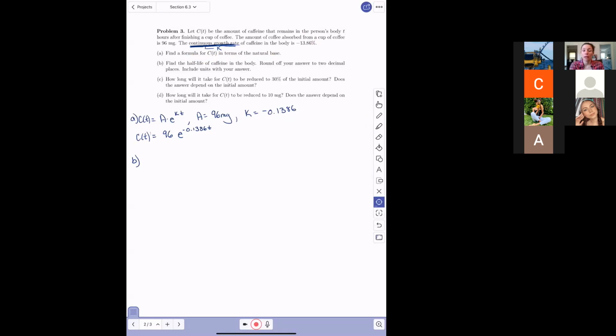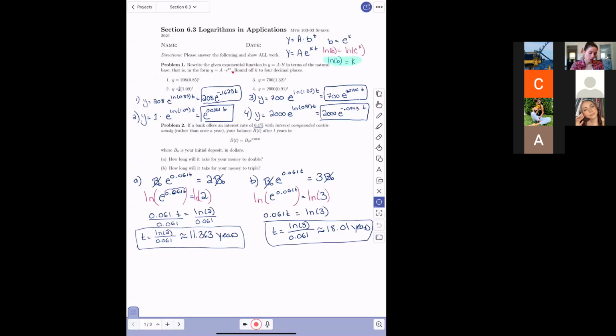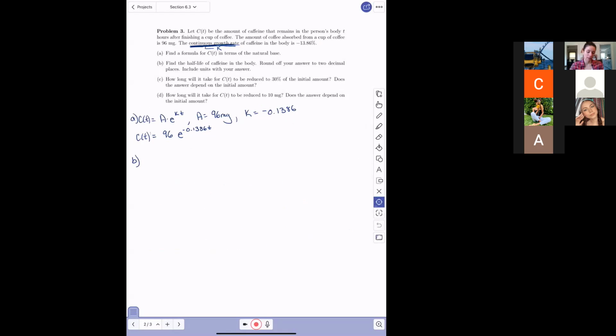So we have exponential functions in a few different ways. We have the natural base, which is this way. We have the standard form, which is right here. And then we also have, not really a form, but we also have R, the rate of growth or decay.